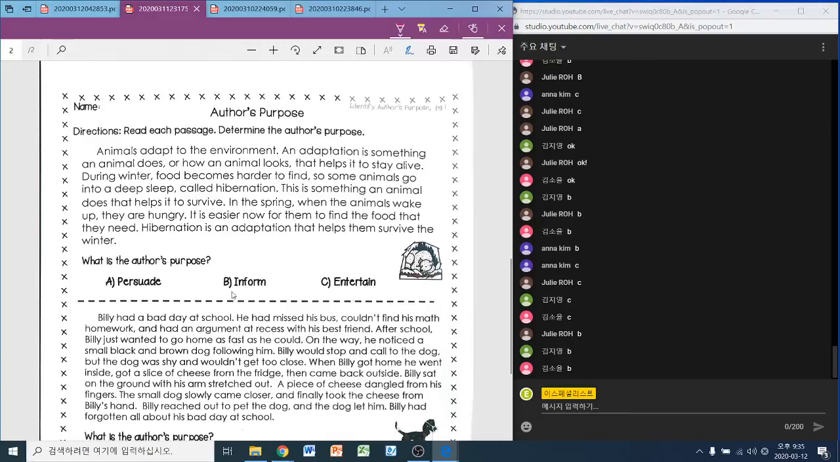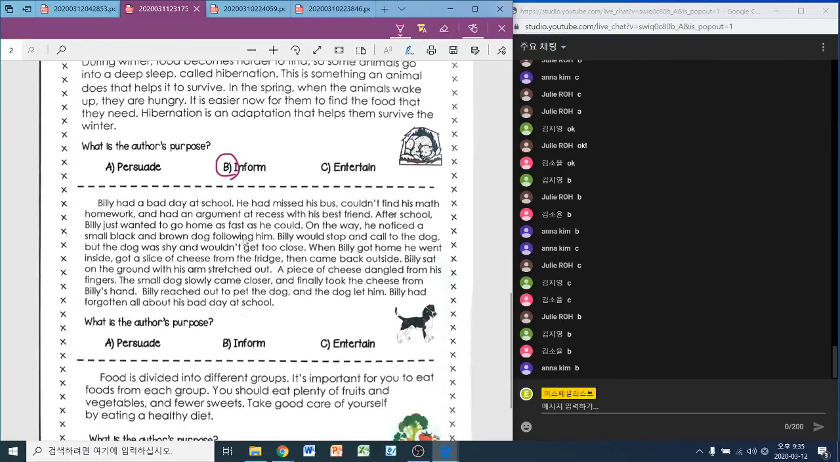Yes, good job. The answer is B. Inform. Very good. Because this writing gives information about adaptation. Everybody say adaptation. Adaptation is the one way we survive. Understand? Okay. Adaptation is change yourself to survive in environment. So adaptation is kind of change, right? So this is giving information about adaptation of animals. So that answer is B. Good job. The next story. Are you ready, everybody? Next story.